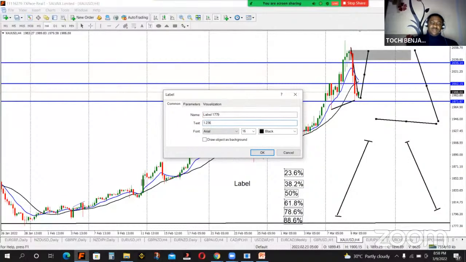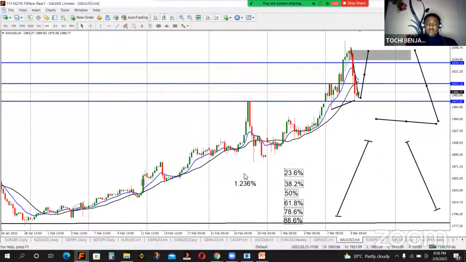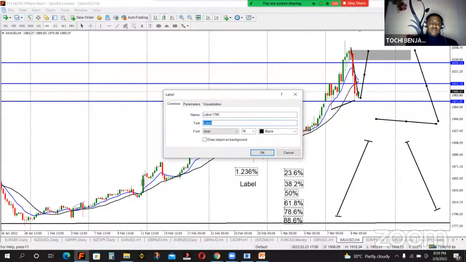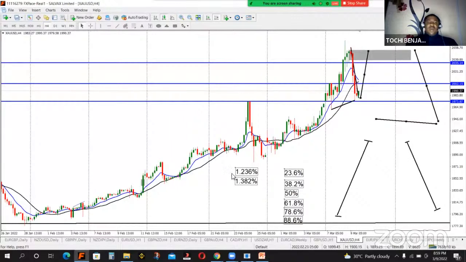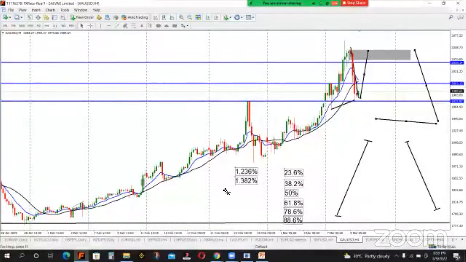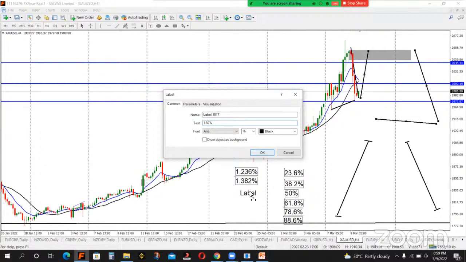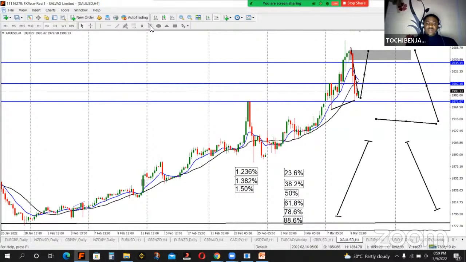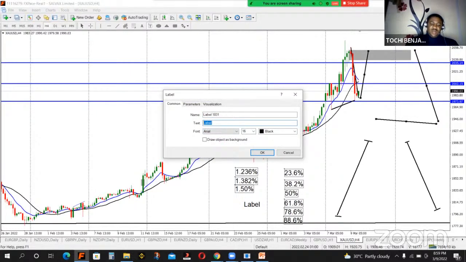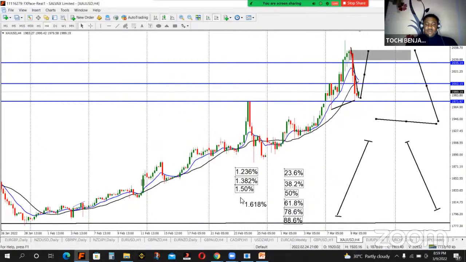1.236%. We'll have another one, 1.382%. We have 150%. We have 1.618%. We have 1.786%.